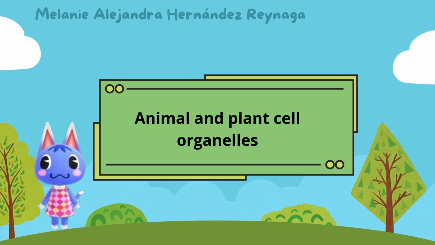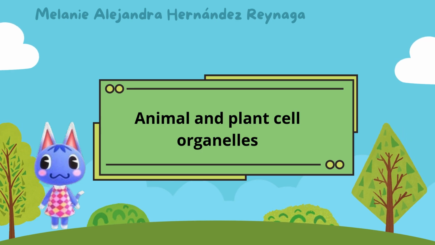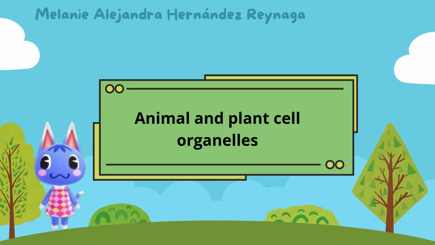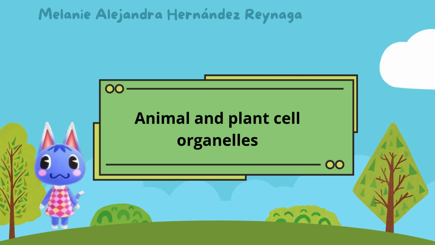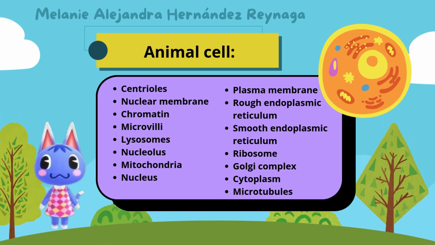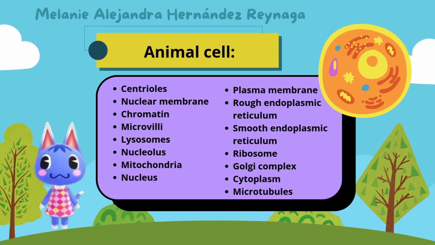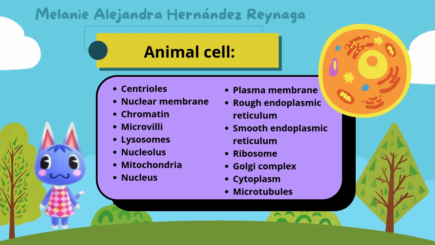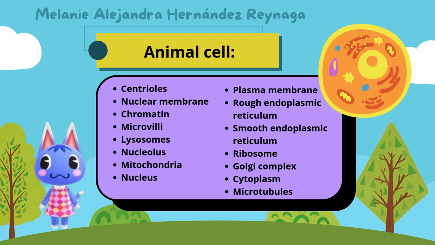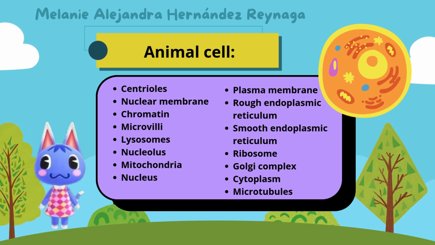On the other hand, as for animal and plant cells, we have similar structures but with certain differences. Next, we have both types of cells. The animal has centrioles, nuclear membrane, chromatin, microvilli, lysosomes, nucleolus, mitochondria, nucleus, plasma membrane, rough endoplasmic reticulum, smooth endoplasmic reticulum, ribosome, Golgi complex, cytoplasm, and microtubules.